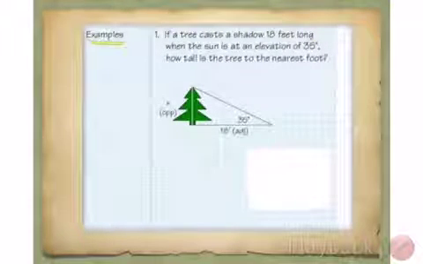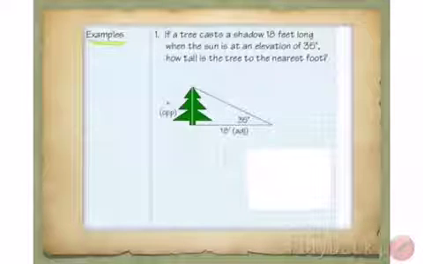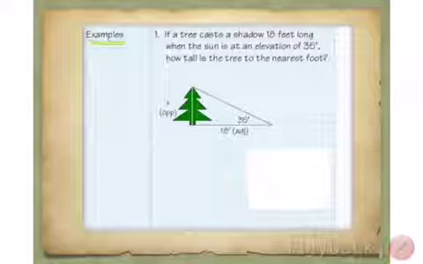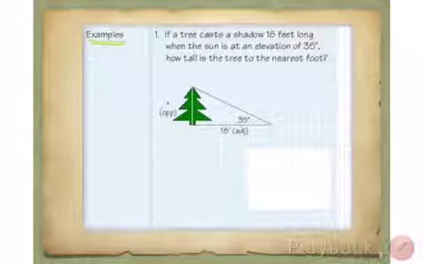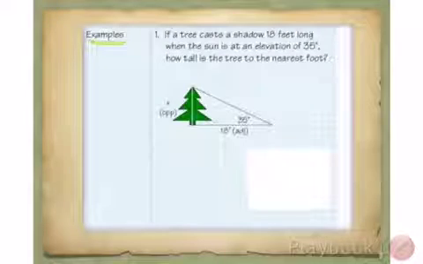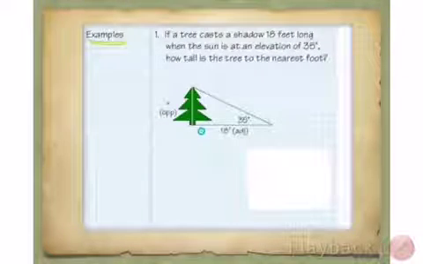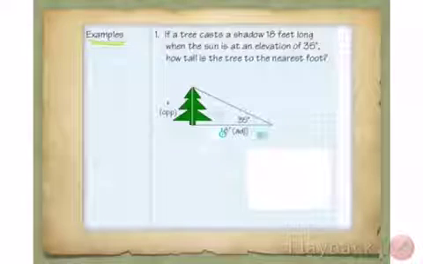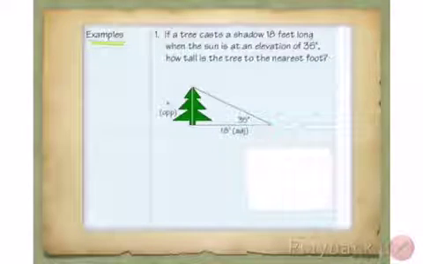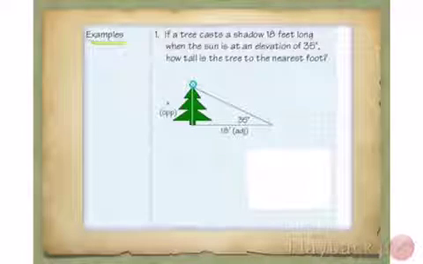So for this example, if a tree casts a shadow of 18 feet long when the sun is at an elevation of 35 degrees, how tall is the tree to the nearest foot? So the picture might not always be given to you, but here it is. So we're trying to find the height of the tree. We're trying to find x. We know that the tree casts a shadow of 18, so that's going to be this distance here. And it's at an angle of elevation from 35 degrees, so I'm looking up. Okay.